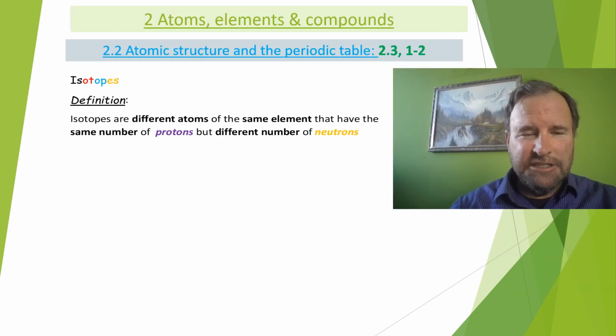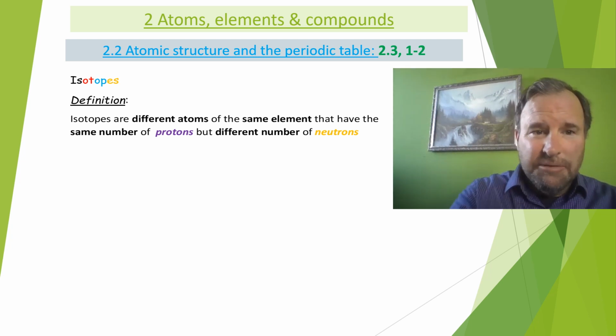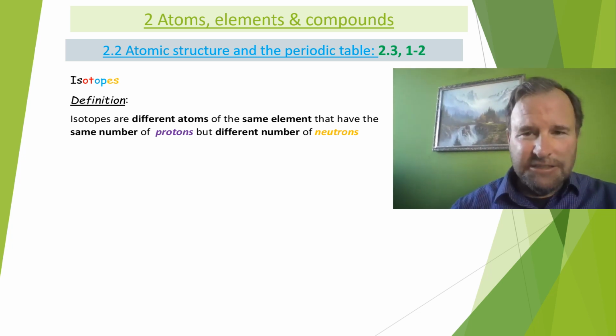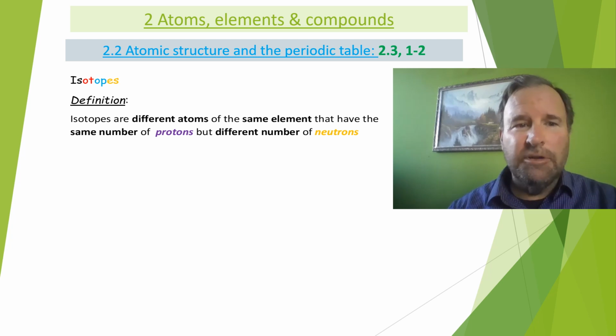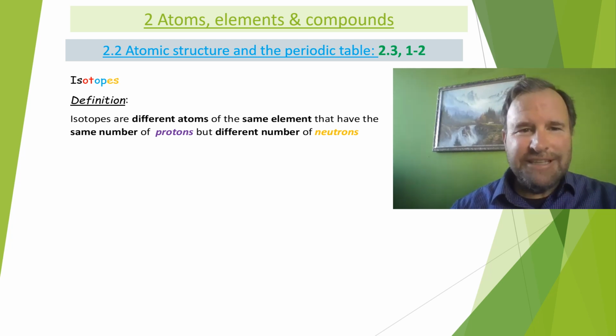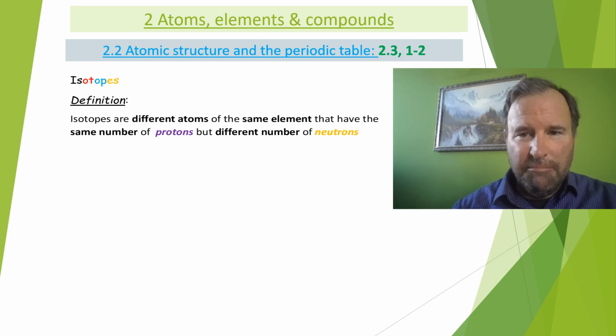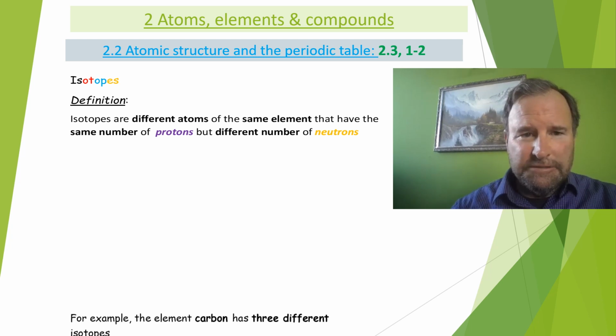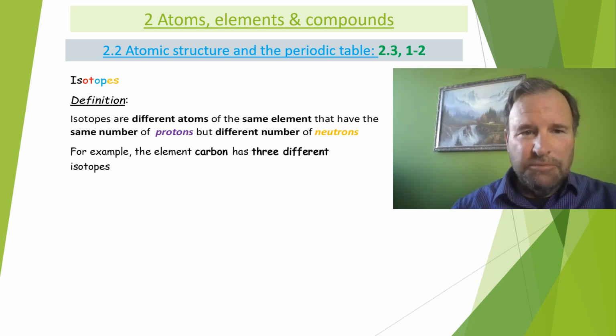So, more knowledge and understanding. Make sure you understand the definition of isotope. Isotopes are different atoms of the same element, but they have the same number of protons but a different number of neutrons. For example, there's plenty of examples, but we're going to have a look at the element carbon and its three isotopes. Here's the first one.